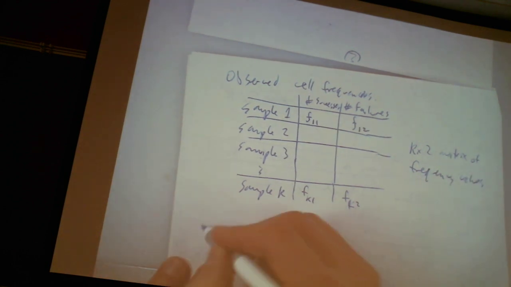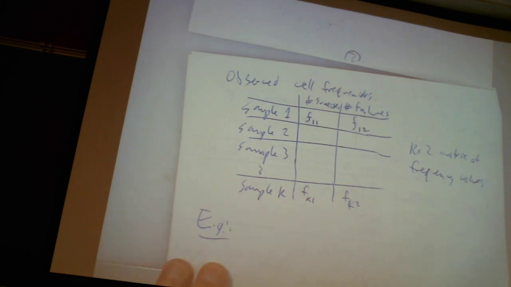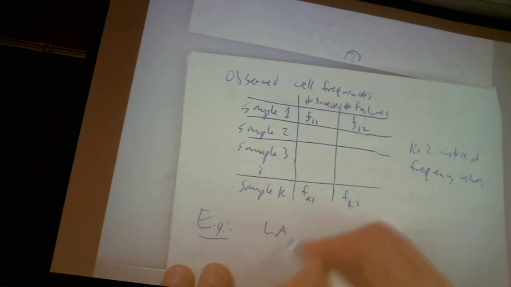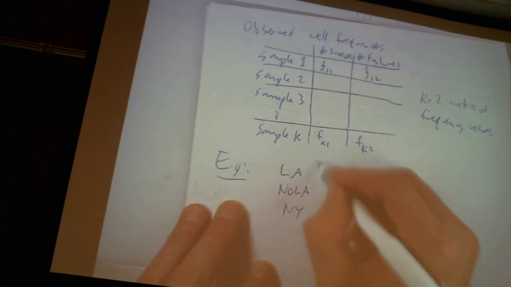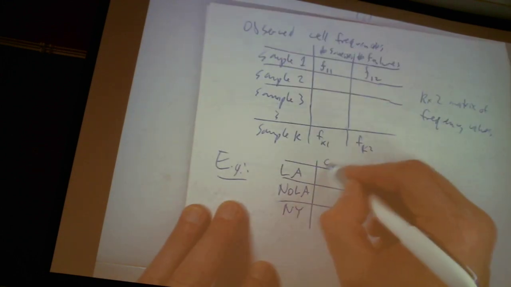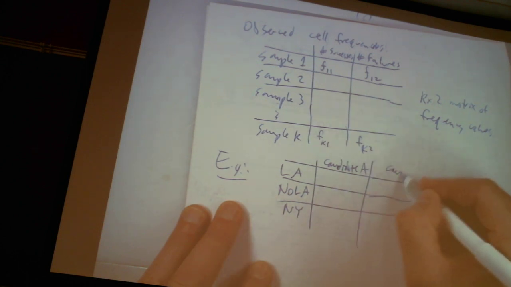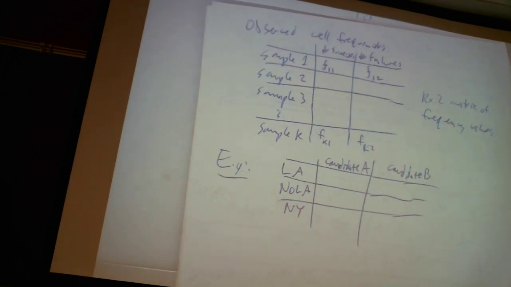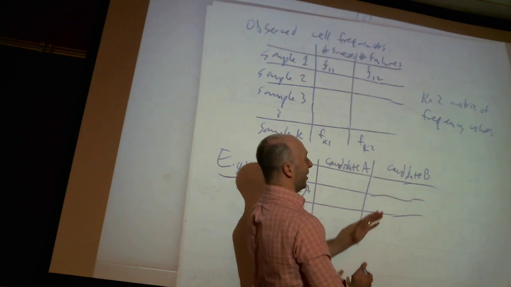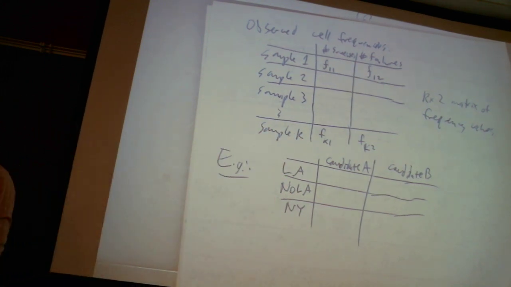Let me give you a very concrete, explicit example, and then we'll figure out what to do with it. We have candidates A and B, and we're seeing how they poll in LA, New Orleans, and New York. Here's candidate A, here's candidate B. The question is, who do they prefer? Success is they prefer candidate A, failure is they prefer candidate B. You're working for candidate A, so that's your success versus failure.